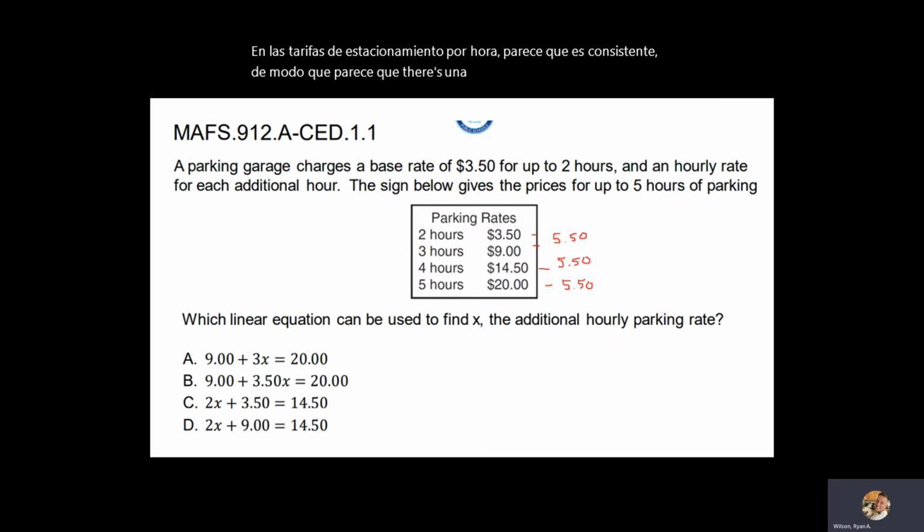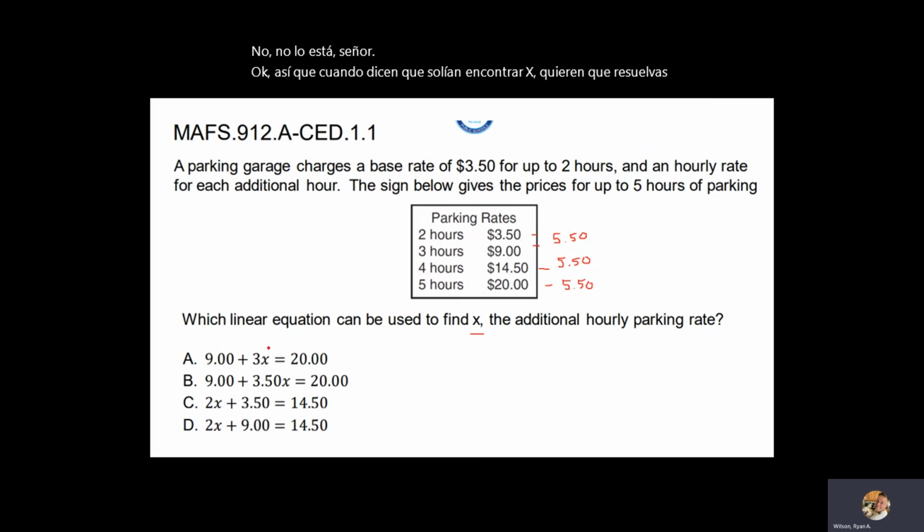So this problem is pretty wicked because it doesn't say write the equation for the parking rate. The question says, what linear equation can be used to find x, the additional hourly parking rate? So what are they asking us to do with each one of these problems? Okay, so when they say use to find x, they want you to solve for x. So let's go ahead and try to solve the first problem for x.